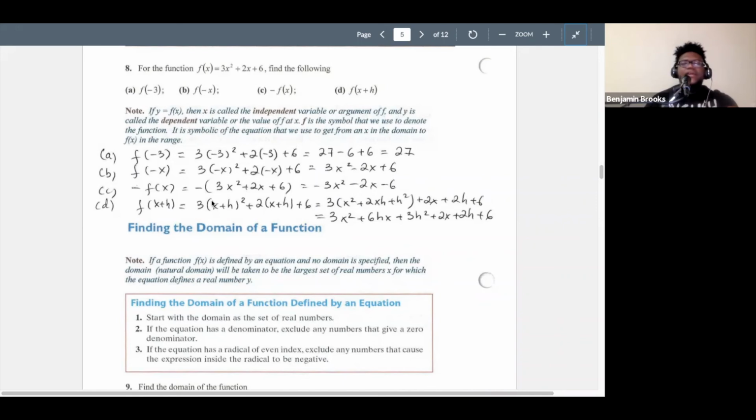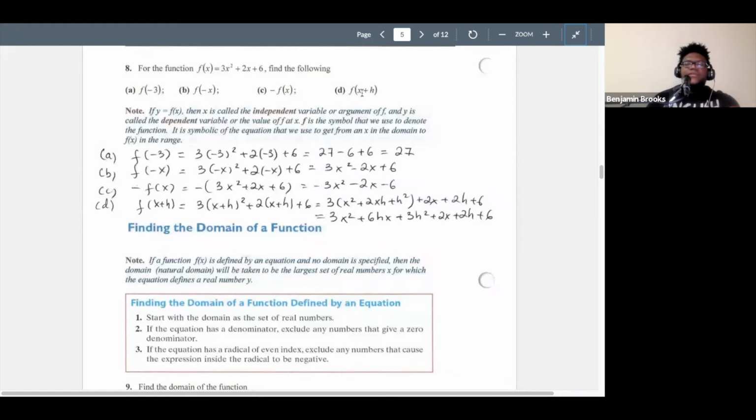And then finally, if you have x plus h, what you do is a little more complicated, but this is actually very important for limits when you get to that class, 106, if I'm not mistaken, or if you get to limits.